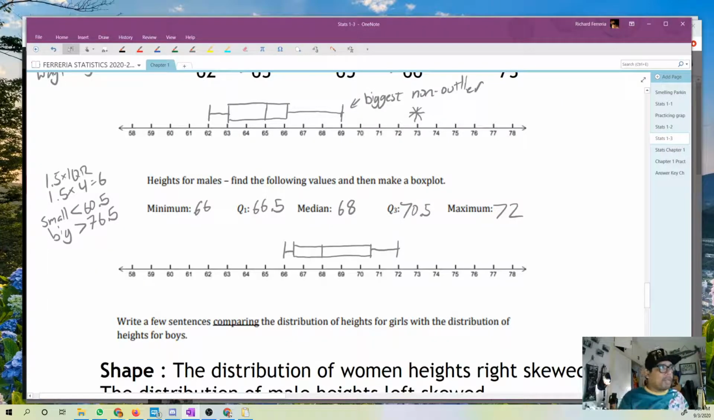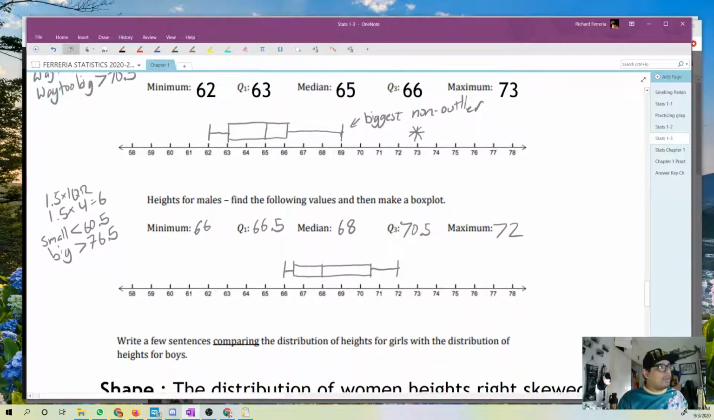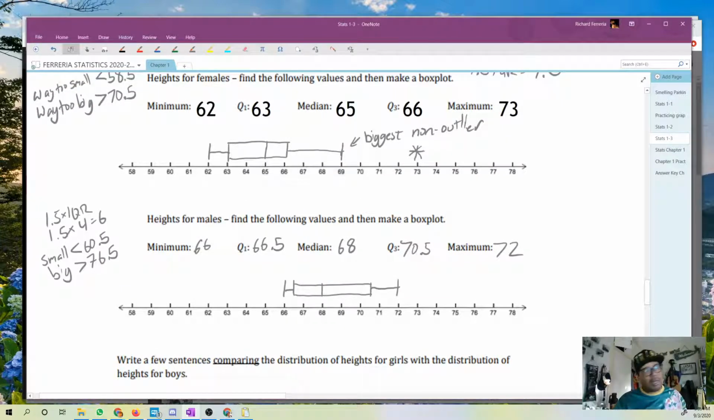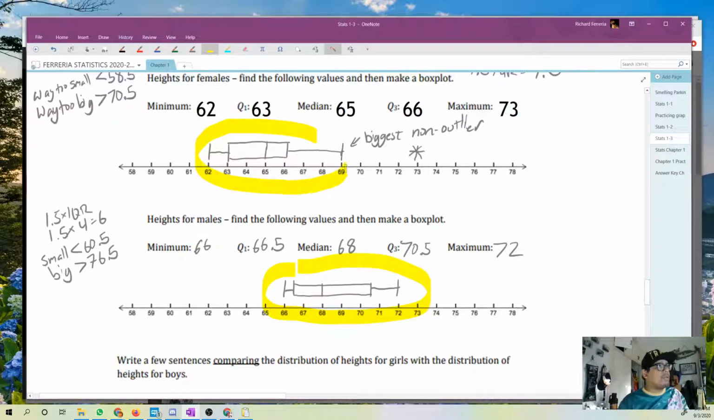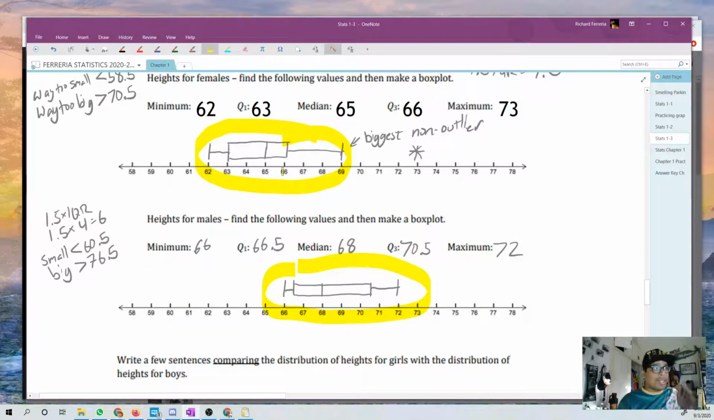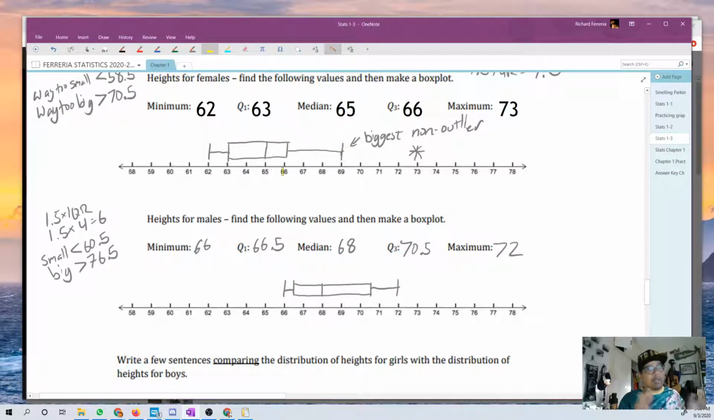And we get a box plot that looks like this. Looking at these two box plots together, it looks like the male height pattern is definitely shifted to the right from the females. So that tells me that on average, the males are taller than the females, which should make kind of sense. Also, if I stack this up, notice right over here, this is the median of the males.